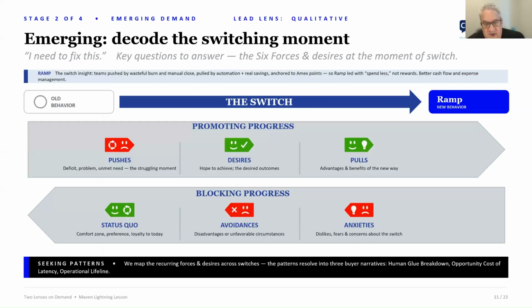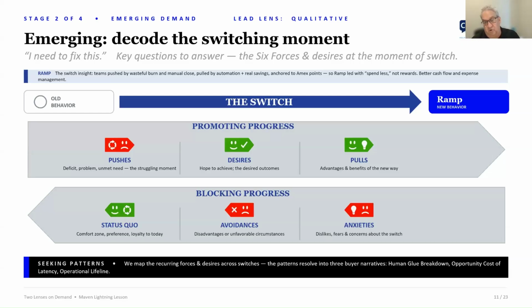And then the third thing, and this is a common focus of qualitative research in this emerging stage, is really decoding the switching moment. And we define the switching moment through this forces and desires model. The idea is that for any switch to occur, and a switch is defined as firing the old way of doing things, hiring the new way of doing things, promoting progress forces, the pushes, the desires, the pulls, have to outweigh blocking progress forces, the status quo, your anxieties and fears, the things you're seeking to avoid.